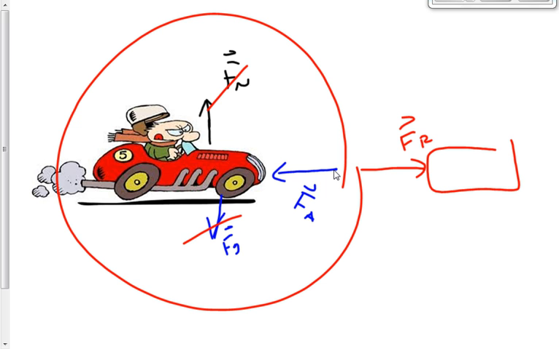All right, let's take a look at some action and reaction forces here. Let's say I give you a push. What's the action force? Pushing on you, right? What's the reaction force? You push back on me, right? I push on you, you push on me.